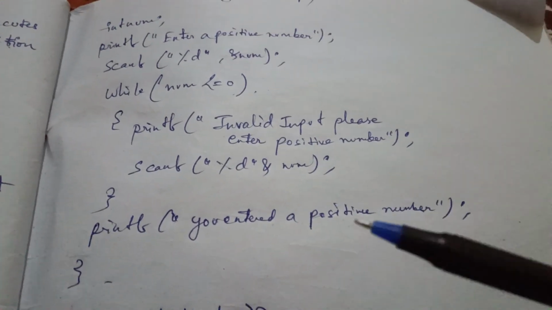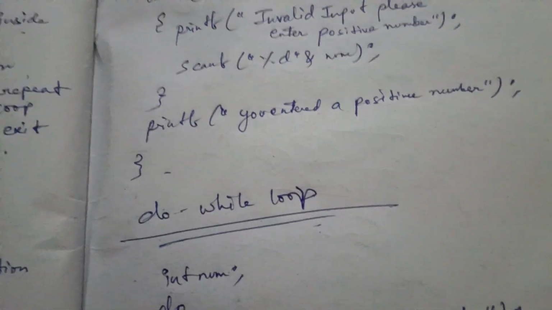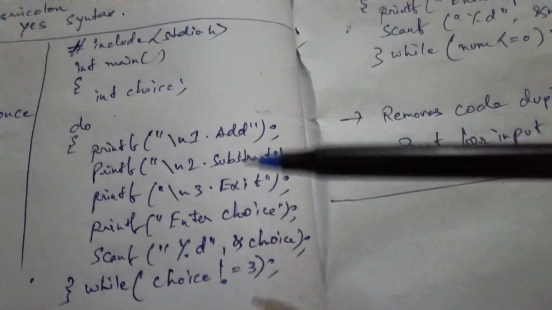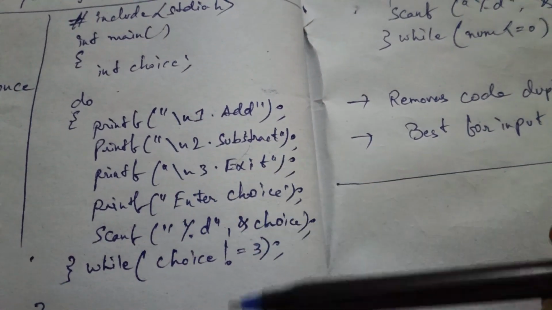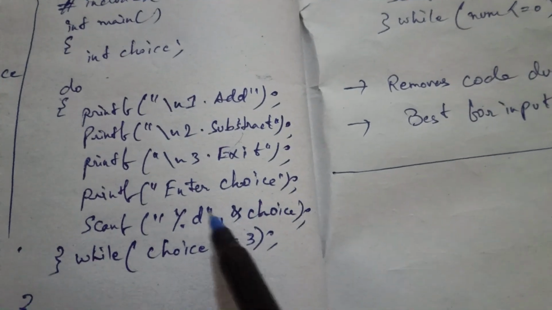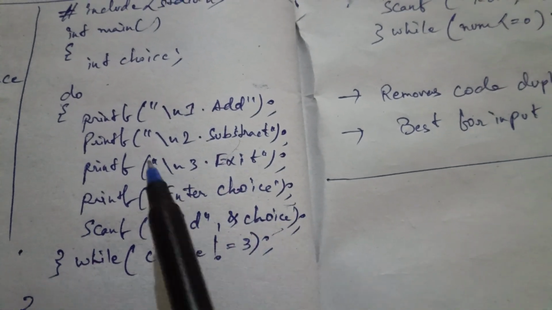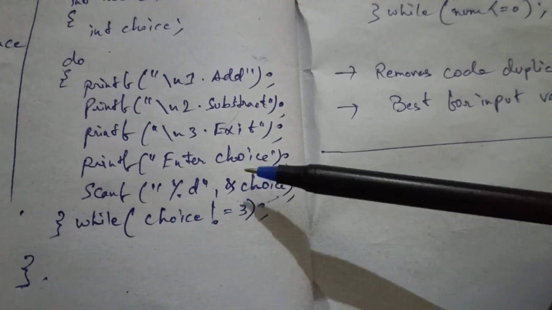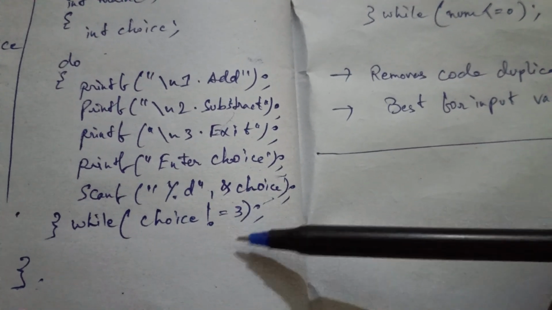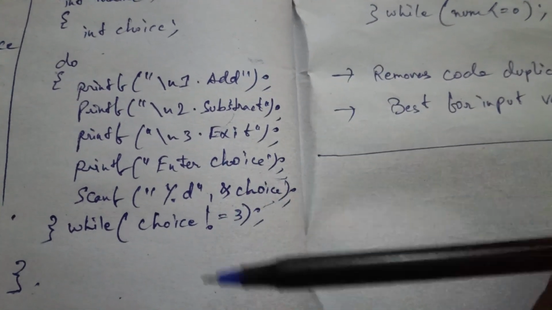Why we need a do while, especially for menu driven programs, you need a do while loop. I have explained over here. I've taken a choice, and there I have printed add, subtract and exit. Whenever you are entering a choice, it is scanned. These statements will print for the first time, and then when the condition is checked and it is not equal to 3, which means the condition is true, again it will keep on printing. This is how the loop repeats.